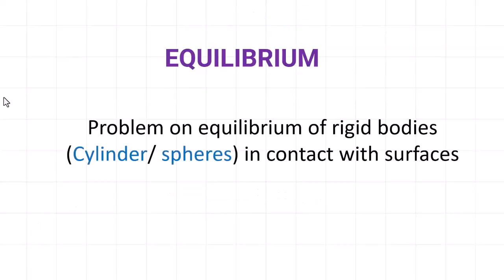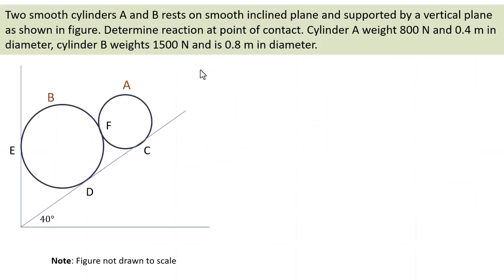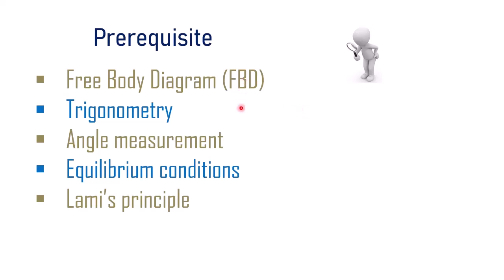In this video lesson, we are going to solve a problem on equilibrium of rigid bodies, cylinders or spheres in contact with surfaces. This is the problem statement given. To solve the problem, these are the prerequisite points. Just take a look at it.